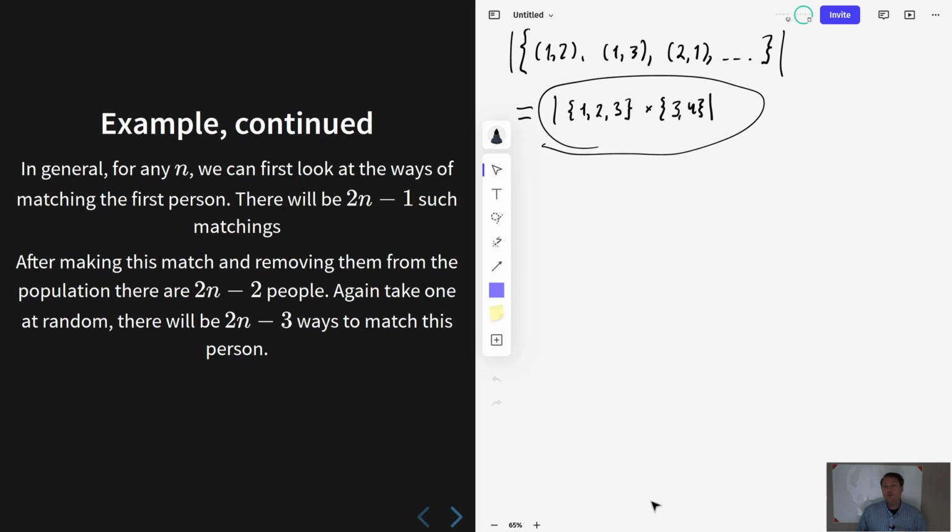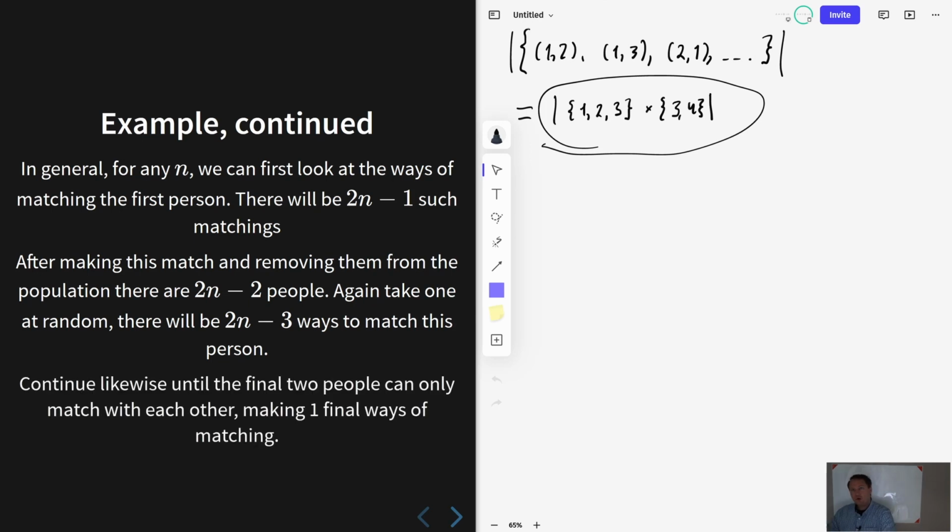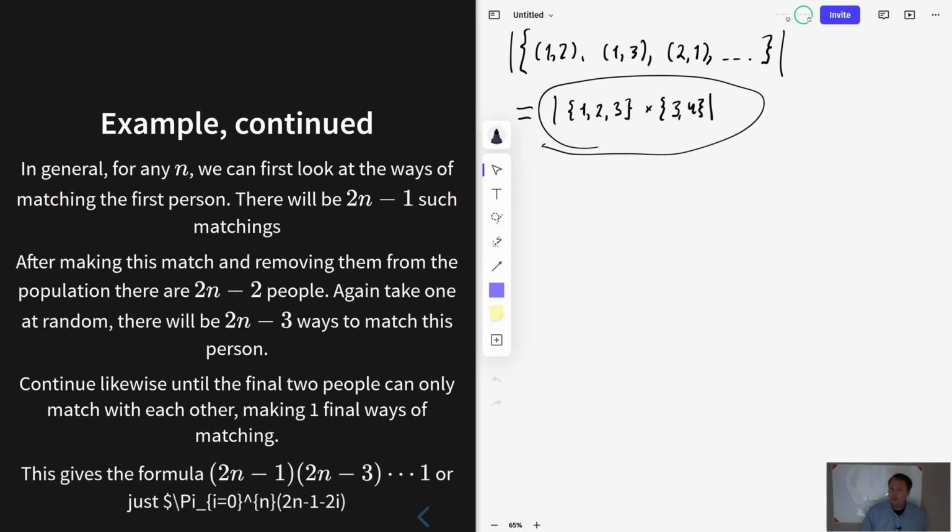We grab one of them at random. We look at all of the ways to match this person with anybody else from the population. So if there were 2n minus 2 people, we grabbed one at random, there are now 2n minus 3 to match this person with. So we get a factor of 2n minus 3, and so on. Continuing likewise, eventually you get down to just 2 people remaining. There is only one way to match them. And so by using the product principle, the first factor is 2n minus 1, the next factor is 2n minus 3, continuing likewise down to 1.